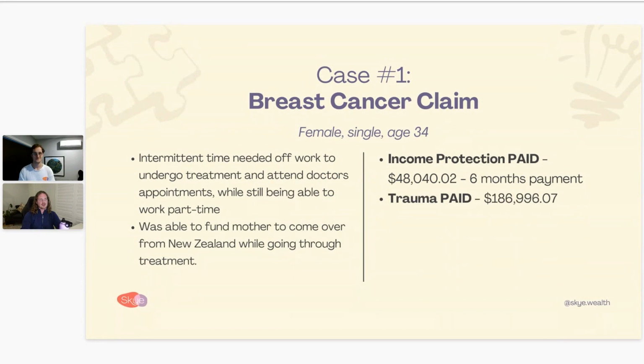So one of our clients had breast cancer, young, female, single, 34 years old. I remember at the time she got paid out the claim, she was saying to me she really didn't think trauma was worth it. And I think it was $50 a month was the premiums. $50 a month is nothing to sneeze at, but when you factor in that she literally 4 months after she took out the policy found out she had breast cancer and got paid out $186,000 or $187,000 for trauma, and then just shy of $50,000 for income protection.